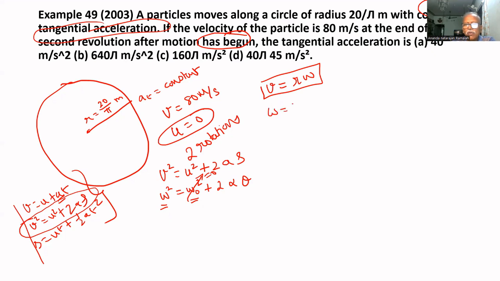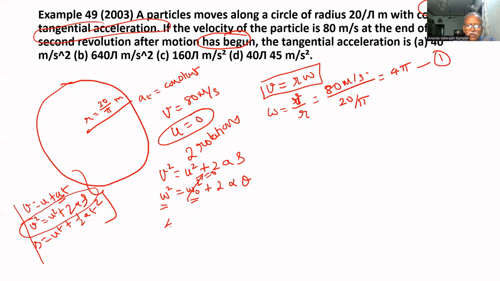Omega equal to v divided by R, that is 80 meter per second divided by R, equal to 20 divided by pi. Denominator of the denominator becomes numerator. 80 divided by 20 is 4, so 4 pi. Therefore, omega equal to 4 pi we got. Angular velocity is 4 pi.